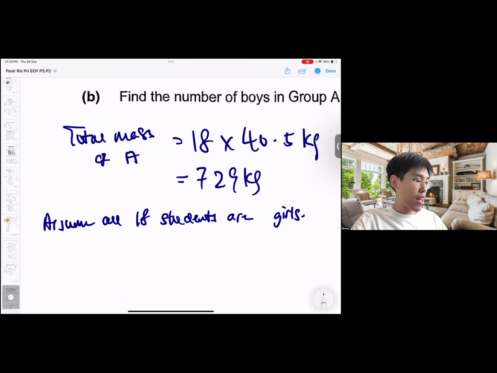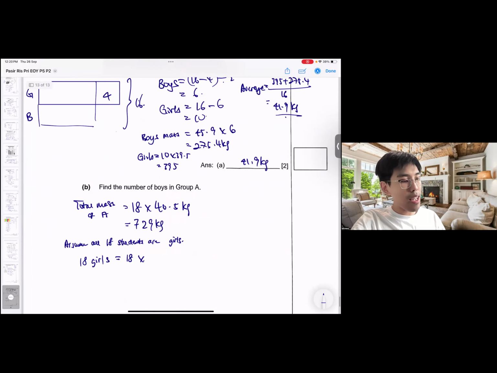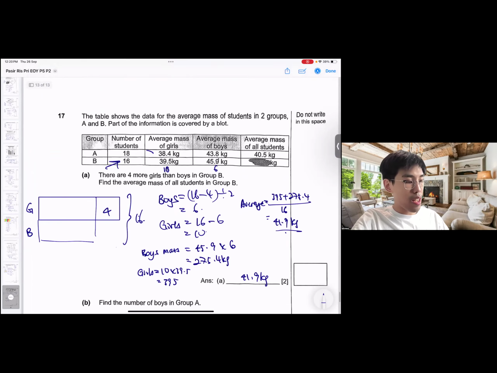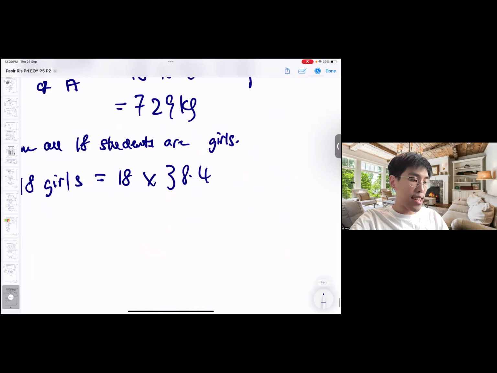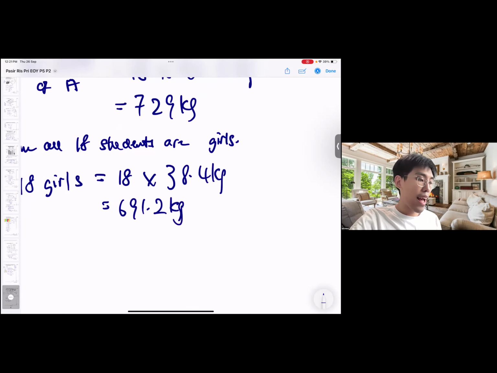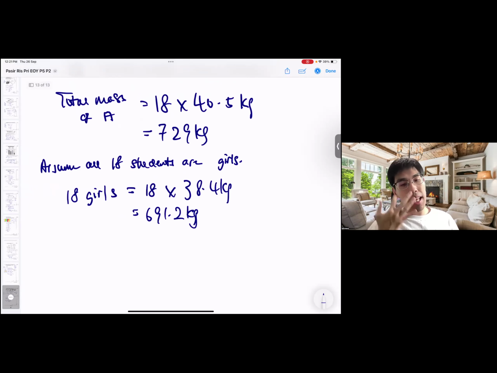So 18 girls will be 18 multiplied by 38.4. We know this is not the answer because there will definitely be at least one boy. So 18 times 38.4, I'll get 691.2. However, this number is not true, because the correct weight that we are looking for is 729, but we only got 691.2. What does it mean? That means there will be a group of people who are boys.